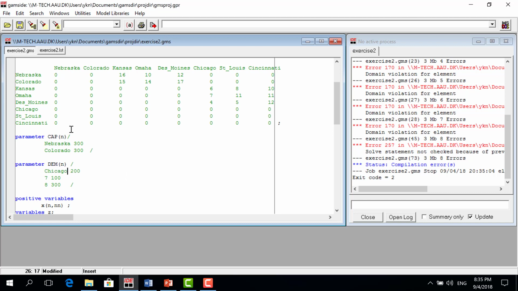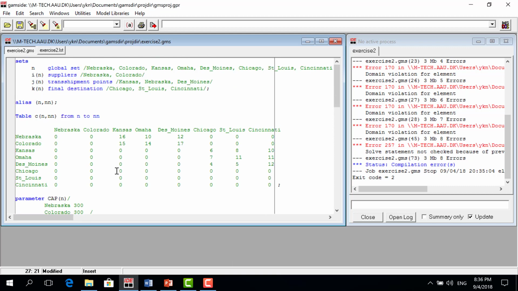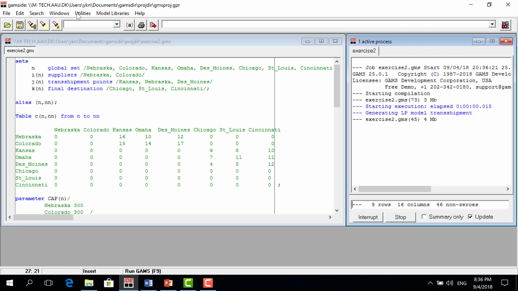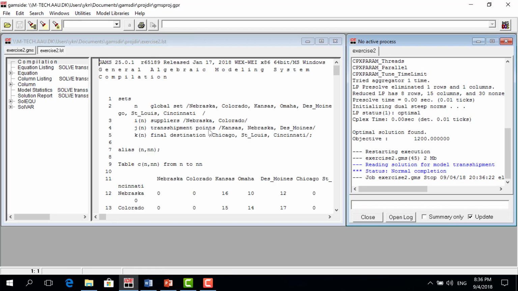678 at Chicago, St. Louis, and yeah, this one is better to copy. All right, so let's hope it runs perfectly. Well, yeah, now finally we can solve the problem. Okay, let's see what happened with the result.